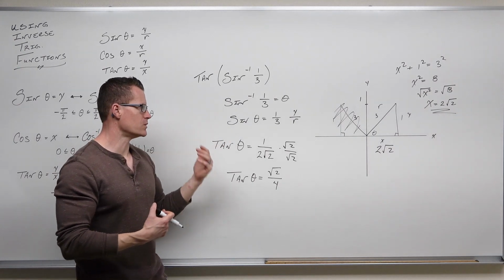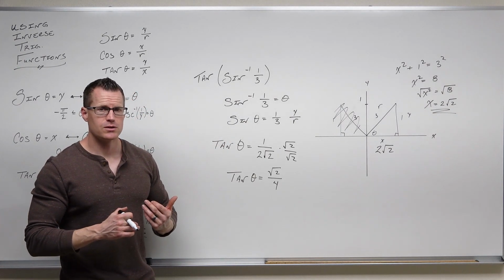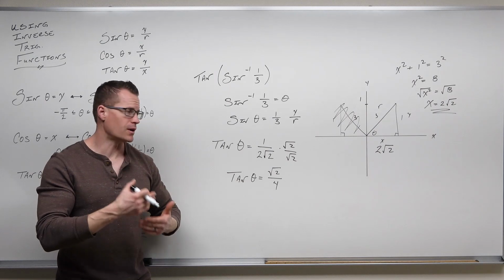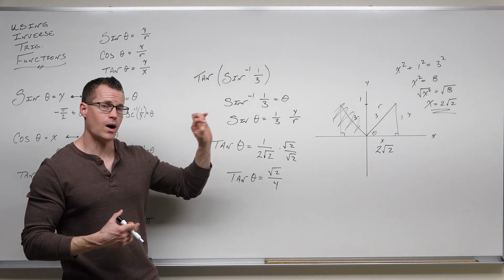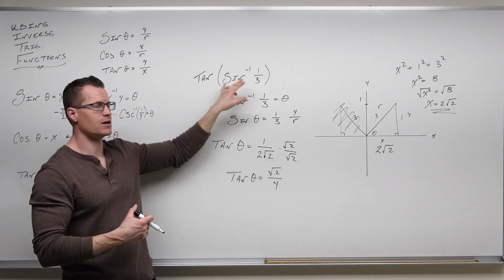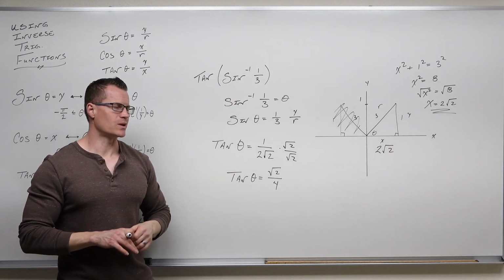Now, we could do this with our calculators, but that's not what the idea is. The idea is, give me the relationship among sides, y over x, for the tangent of that particular angle. That's what we're doing. That's what we showed.